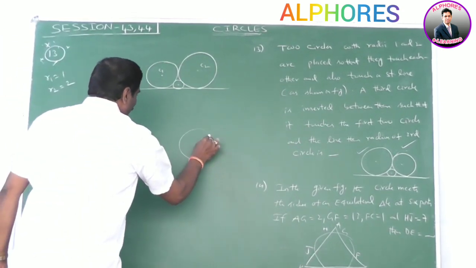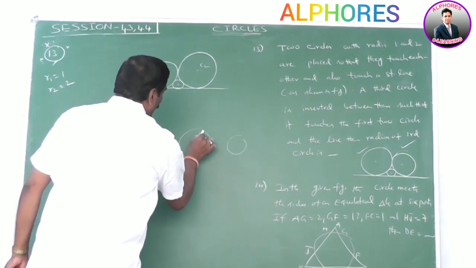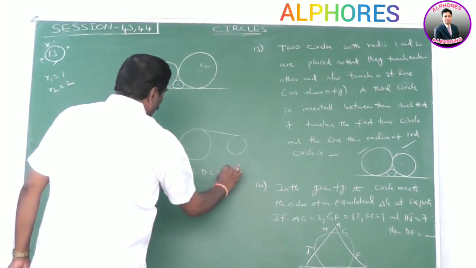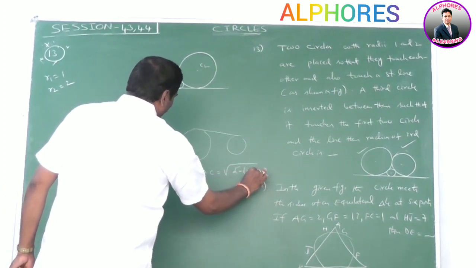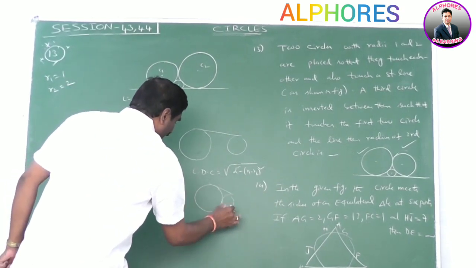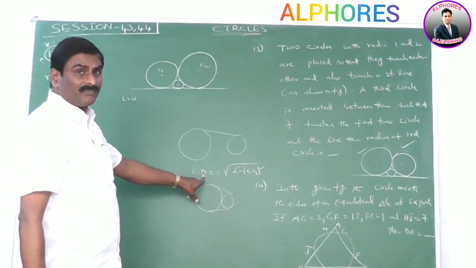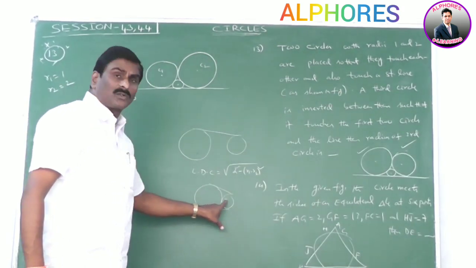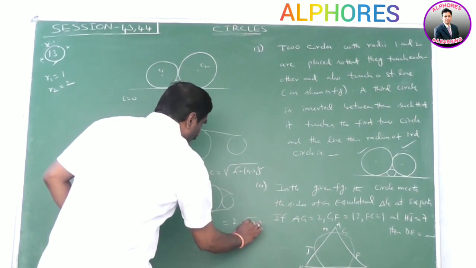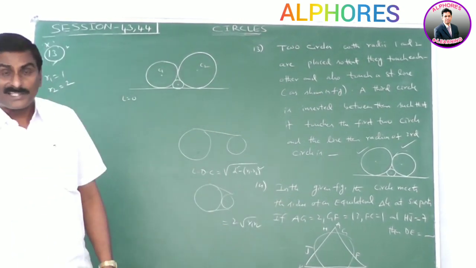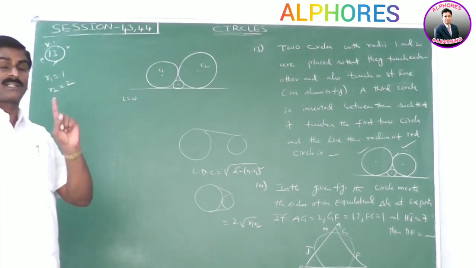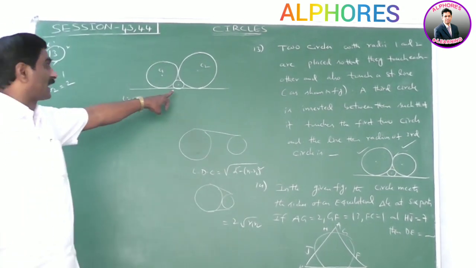Suppose the two circles are in this way. What is the length of the direct common tangent? The length of the direct common tangent is equal to root over d square minus (r1 minus r2) whole square. If the two circles touch each other externally, then d is nothing but r1 plus r2. (r1 plus r2) whole square minus (r1 minus r2) whole square gives 2 root r1 r2. So the length of the direct common tangent is 2 root r1 r2. By using that property, we find the radius of this circle.